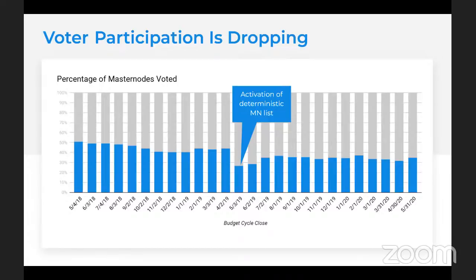Back in May of 2019, we introduced the deterministic masternode list. It caused everyone to have to re-register their masternodes, their voting keys, and import their new voting keys into the tools that they use, like Dash Central or whatever, in order to vote. We did see a dramatic drop off during that month, and it was difficult for a proposal to pass that month. And so this is an issue that's been developing for a long period of time. There are reasons for it.